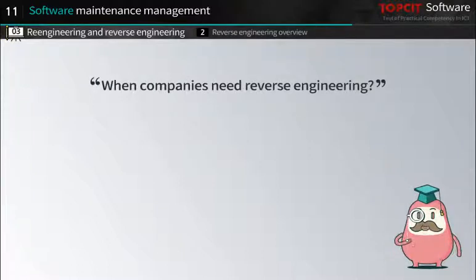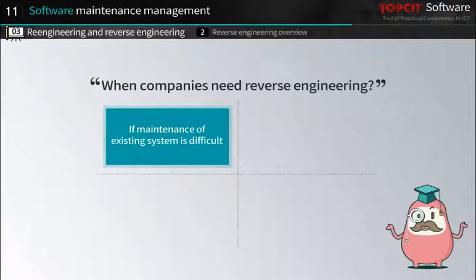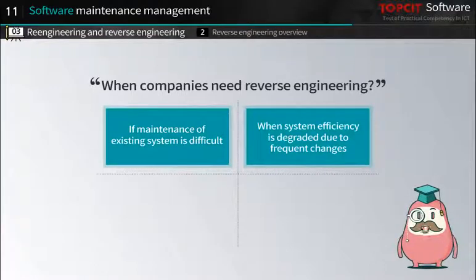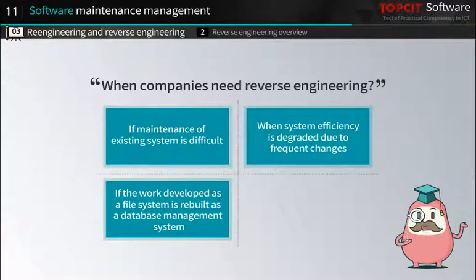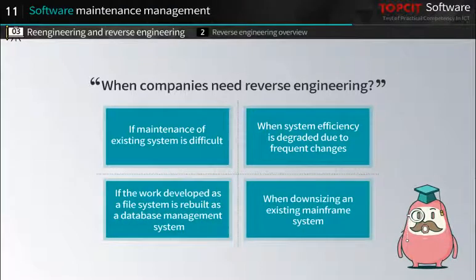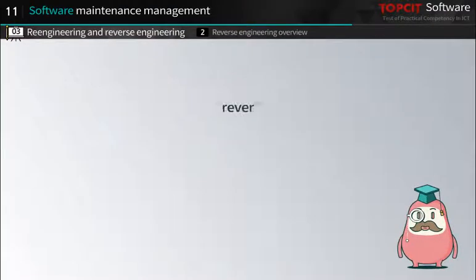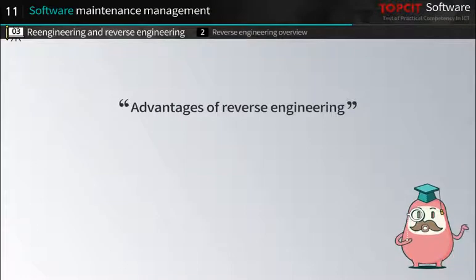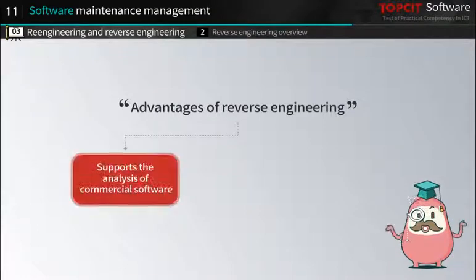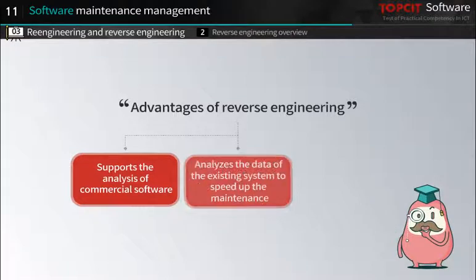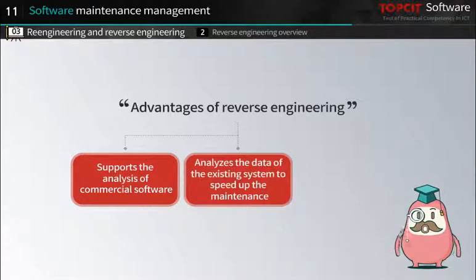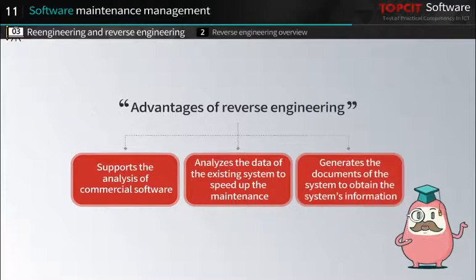In general, companies need reverse engineering as follows. If maintenance of an existing system is difficult, when system efficiency is degraded due to frequent changes, if the work developed as a file system is rebuilt as a database management system, or when downsizing an existing mainframe system. The advantages of such reverse engineering are that it supports the analysis of commercial software, analyzes the data of the existing system to speed up the maintenance, and generates the documents of the system to obtain the system's information.